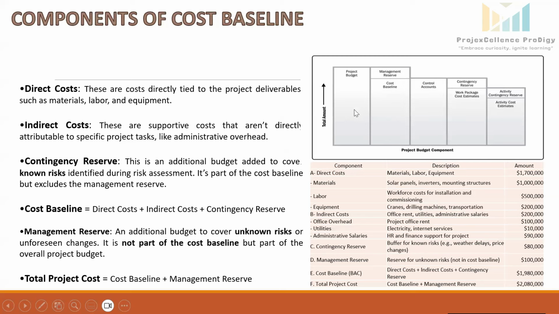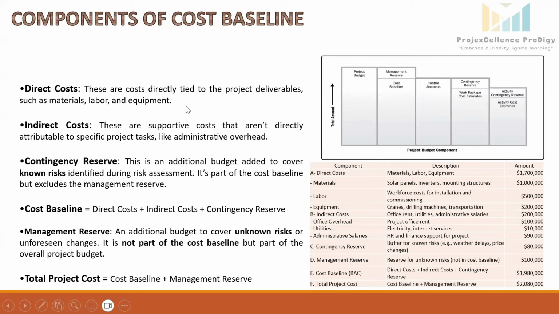Project budget. This is the total amount of funds allocated for the project, including the cost baseline and the management reserve. Let's understand these components by taking a real life project example, the installation and commissioning of 20 megawatt solar power plant project. So in that project, the direct costs, these are the costs directly tied to the project deliverables like material, labor, and equipment.